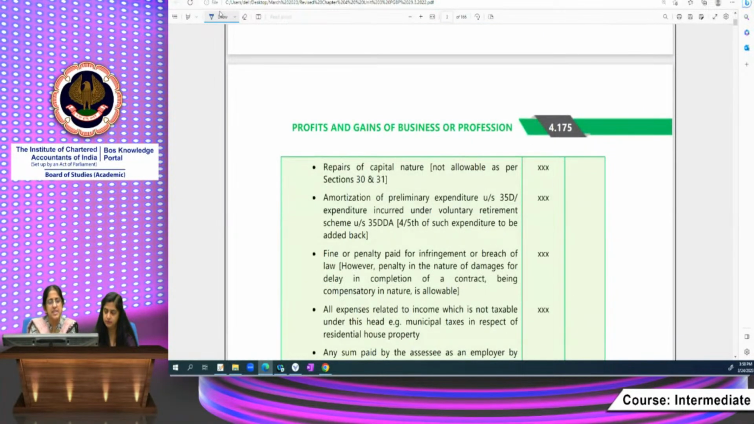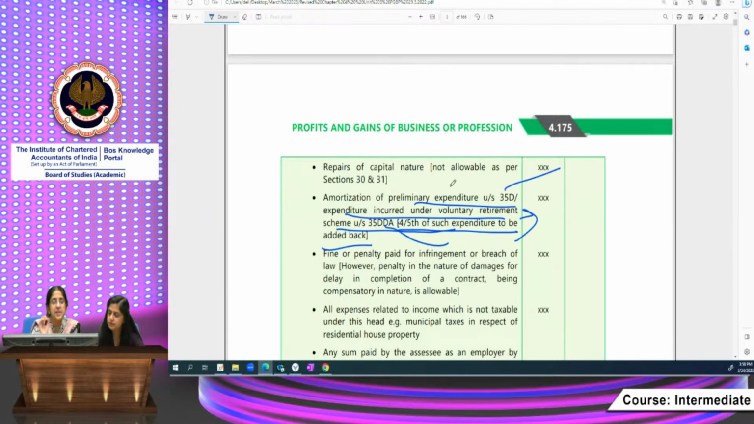You have to add it. Repairs of capital nature is not allowable. Then one other thing which I'd like to point out: amortization of preliminary expenditure, VRS under 35DDA. See, like 4/5 of such expenditure, if the entire expenditure has been debited to P&L account, as per these sections, these kind of expenditure are allowable as a deduction over 5 years. But if my full expenditure is debited to P&L account, I have to add back 4/5. Suppose 5 lakh is debited, then I have to add back 4 lakh.